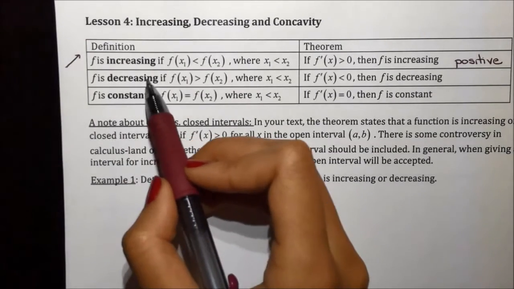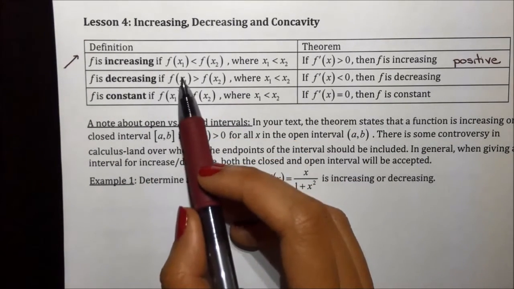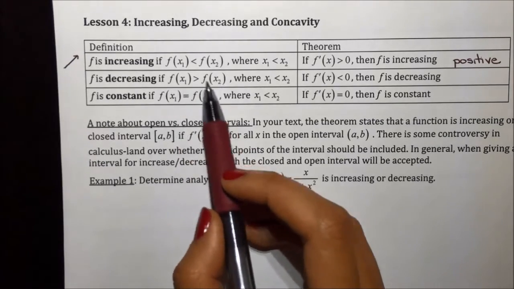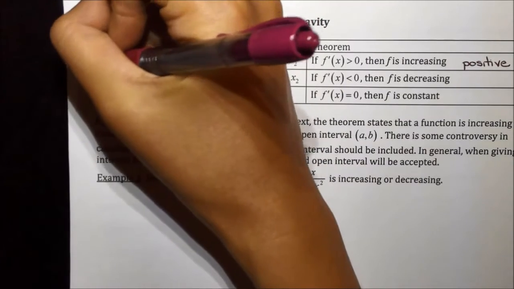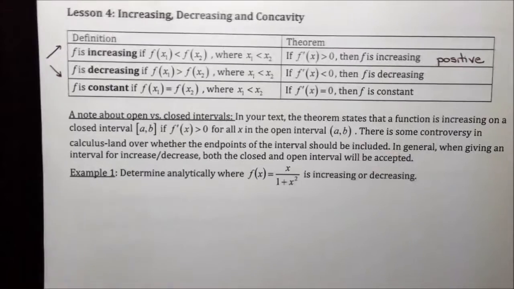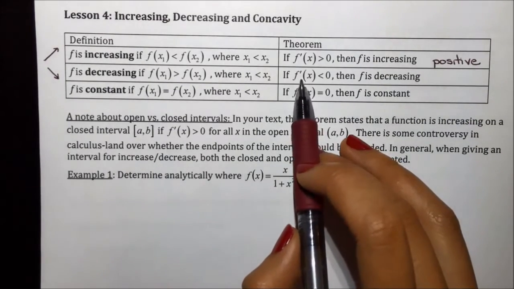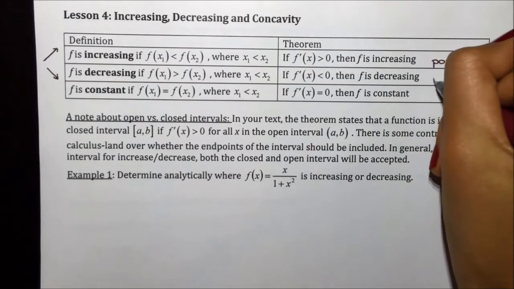If f is decreasing, then the y value is going to be bigger on the left side, and it's going to get smaller as you read from right to left. So this is going to be going down. Most of you know that as decreasing, or decreasing is like negative slope. So that means that the derivative is going to be less than 0. That means that the derivative is negative.